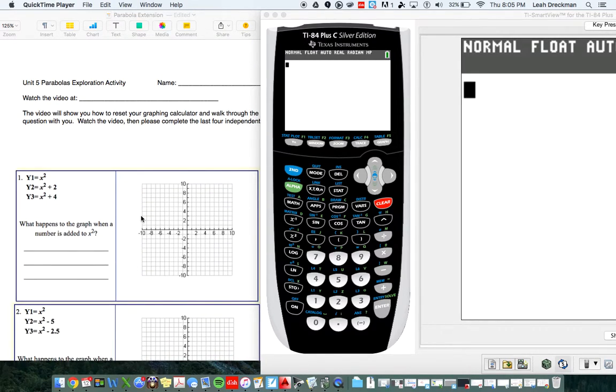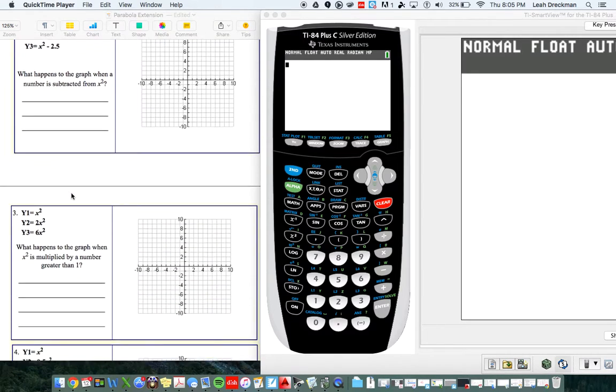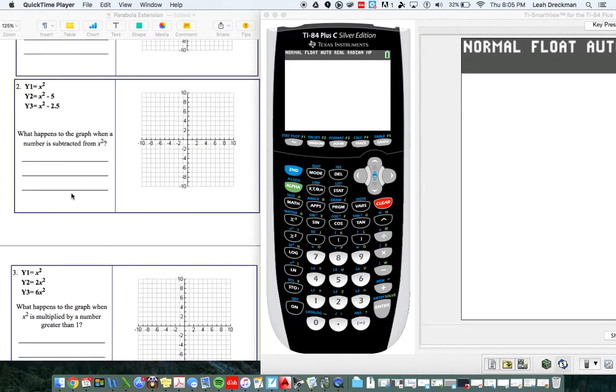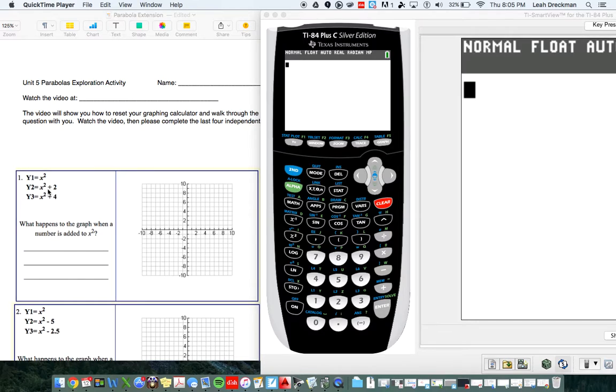Okay? The whole purpose of this is to try to look at what's happening to our base equation, which every time we're going to enter an x squared. If you notice, all of them start with x squared. And then we're going to manipulate that equation some way, shape, or form to try to figure out what the relationship is between the numbers that have been modified on the equation and how that affects the graph that we see.